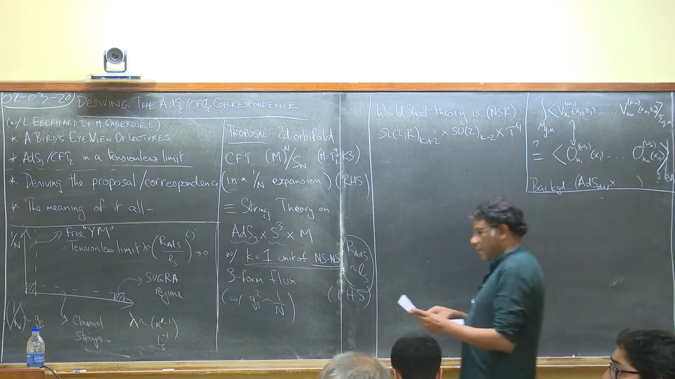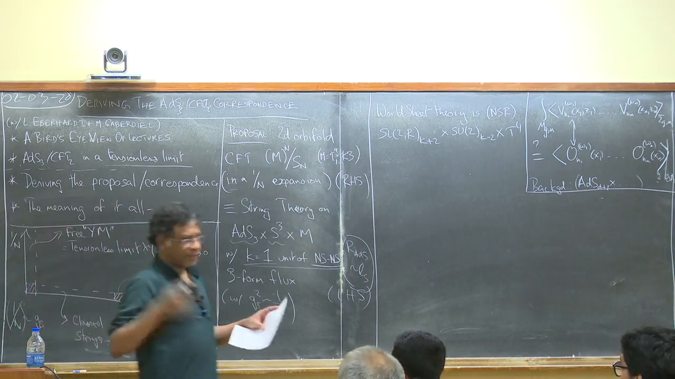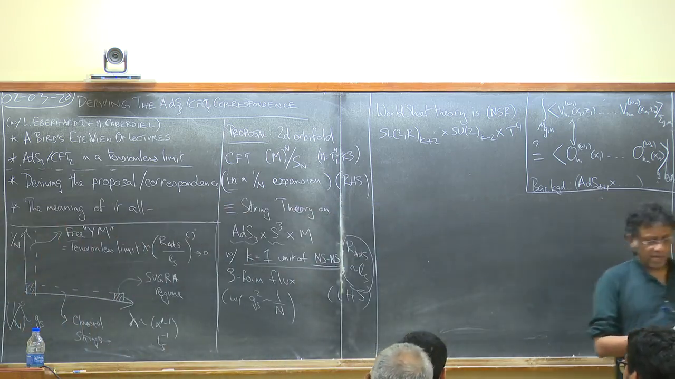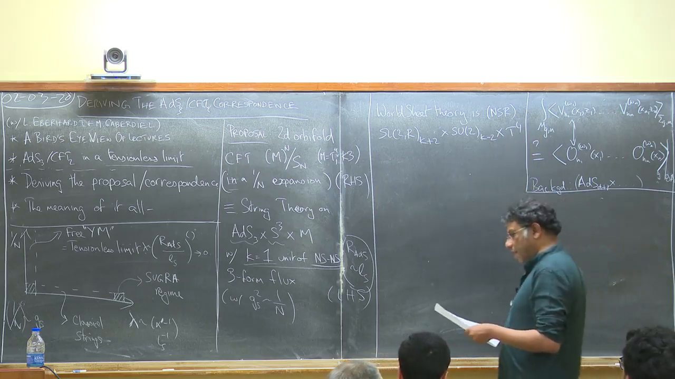K-dependent central charge cancels out. Yeah, because 1 will be 3K plus 2 minus 2. And yeah, so this is a regular NSR formalism.